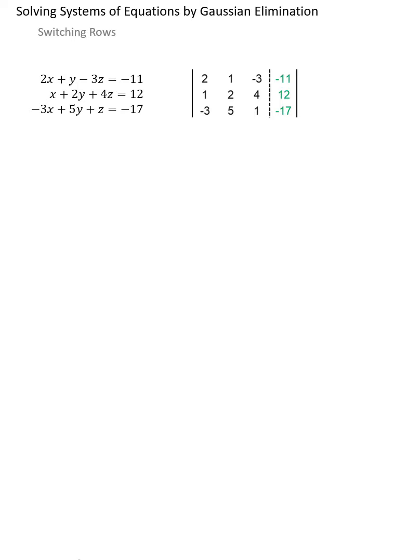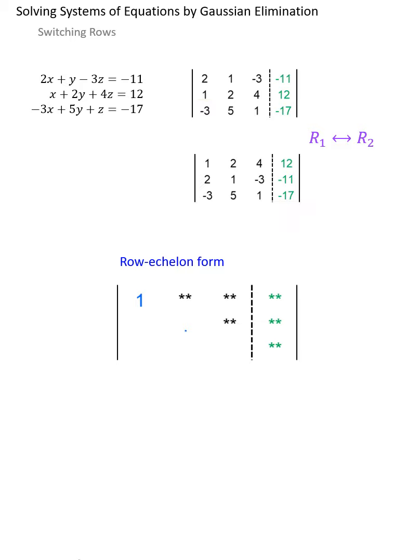I want to add one more thing to your Gaussian elimination toolkit called switching rows. Imagine we're solving this system of equations. We write it out as a matrix. And remember, to get to row echelon form, we want a 1 in the first slot. But we have a 2 there now. However, we do have a 1 here. So if I were just to interchange row 1 and 2, I would have a 1 in this desired slot.